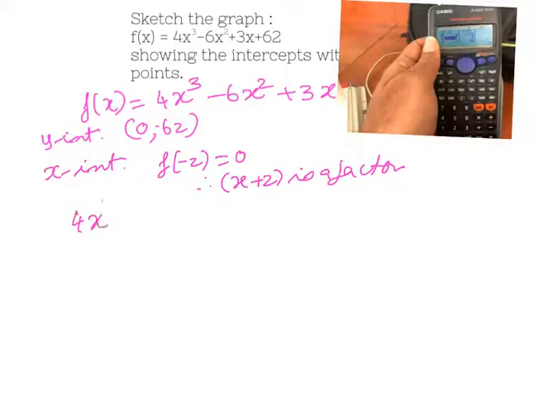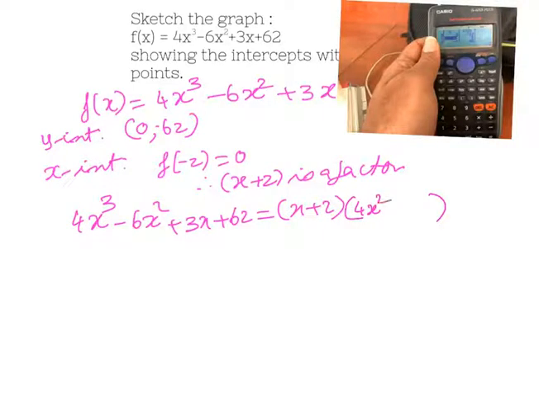Therefore, now I can write 4x cubed minus 6x squared plus 3x plus 62 is equal to x plus 2 times some quadratic factor. So what is going to be my quadratic factor? The second factor is a quadratic, so I know it's ax squared plus bx plus c. The first term is going to be 4x squared, because when I multiply by x it will give me 4x cubed. Then we do not know the middle term, so we write bx, and the last term, 2 times 31, should give me 62. So this is my quadratic factor.